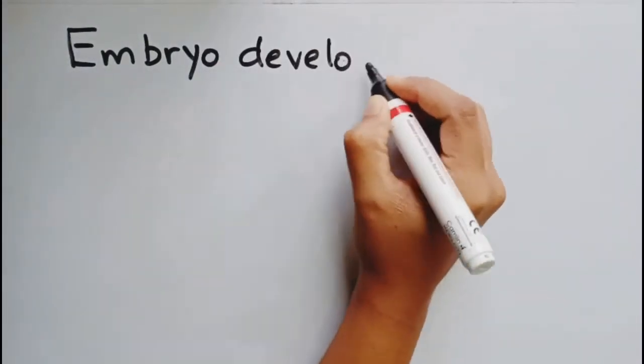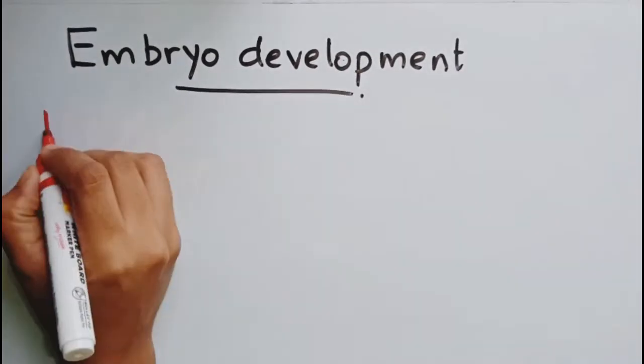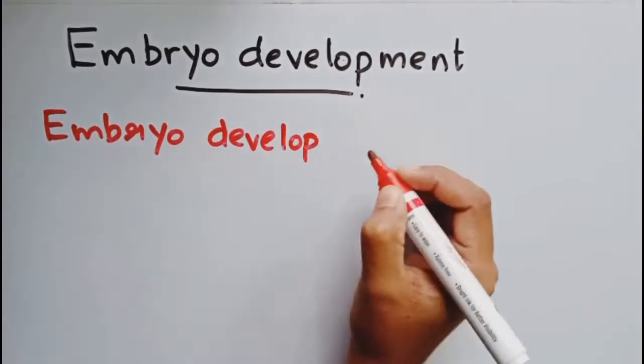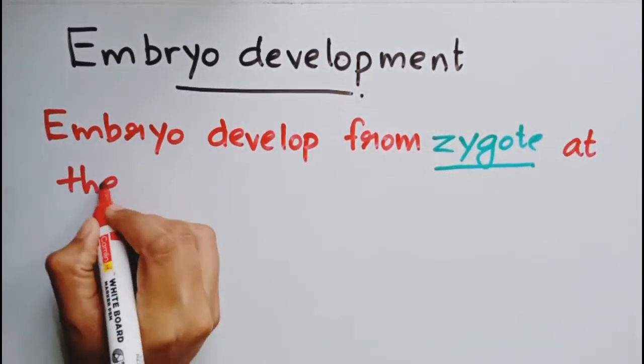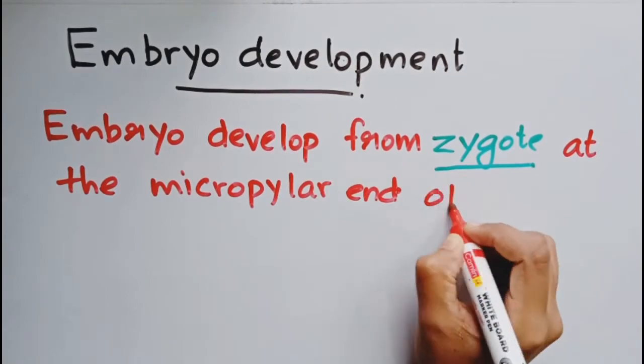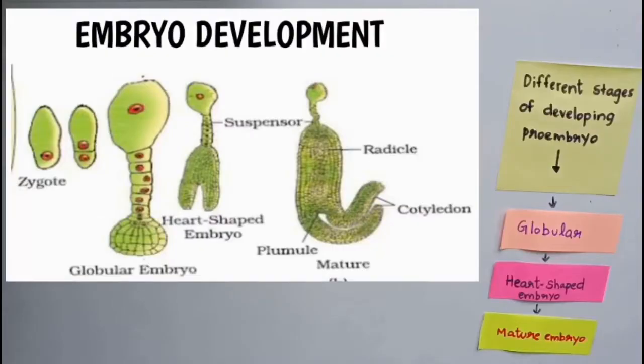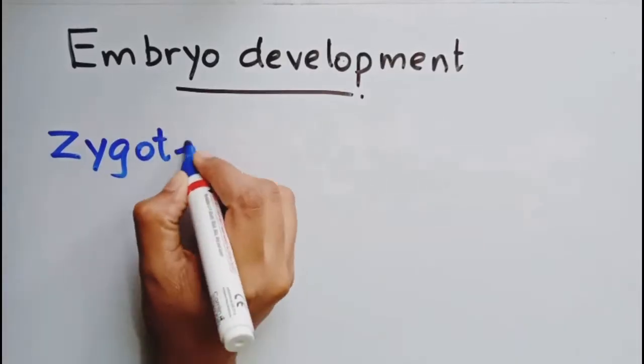Second step of post-fertilization is the embryo development. Embryo develops from the zygote. We have learned that it develops from the zygote at the micropylar end of the embryo sac. Now we can see the diagram of embryo development, different stages of developing pro-embryo, globular, heart-shaped embryo and mature embryo. First, the zygote develops into a globular embryo. And again, you can see the diagram of heart-shaped, and finally, it becomes a mature embryo.